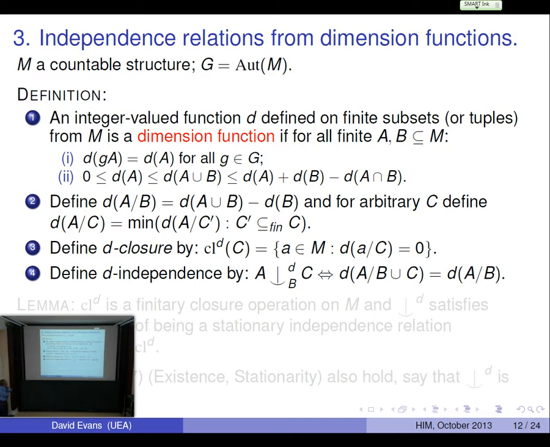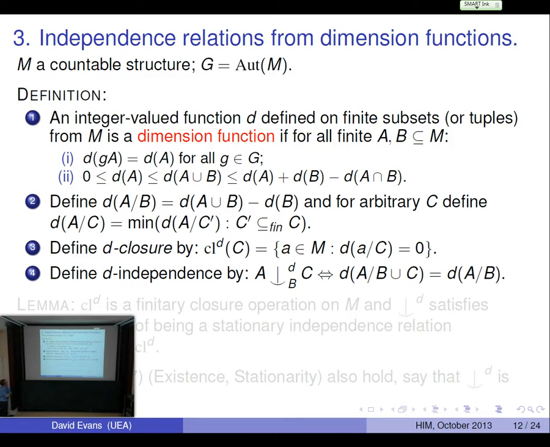Okay, and then in the second bullet point there, we can just relativize this. The dimension of A over B is the dimension of A together with B minus the dimension of B. Well, that works if A and B are finite. If you want relative dimension over an infinite set, you could say that the dimension of A over C is the minimum of the dimension of A over the finite subsets of C.